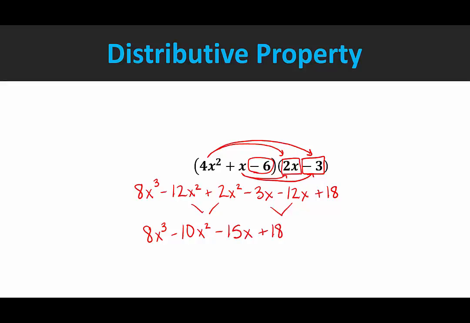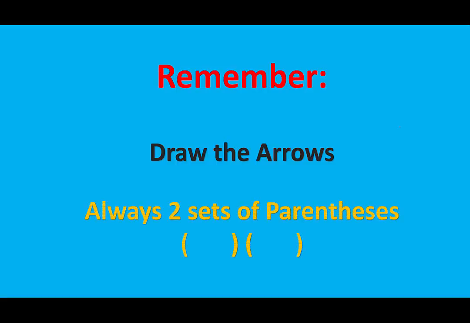Okay, so we've done some examples with the distributive property. Let's look at a few things to remember. Draw in your arrows. Those arrows are going to help you see what's going on. They'll also help keep you from skipping a step. And you always want two sets of parentheses. That's all for the distributive property.